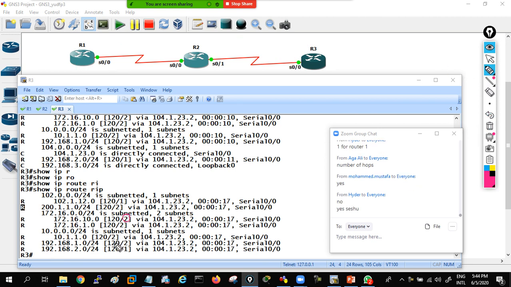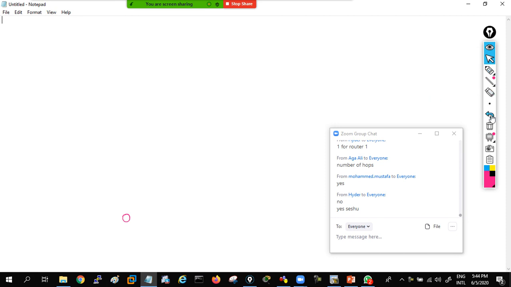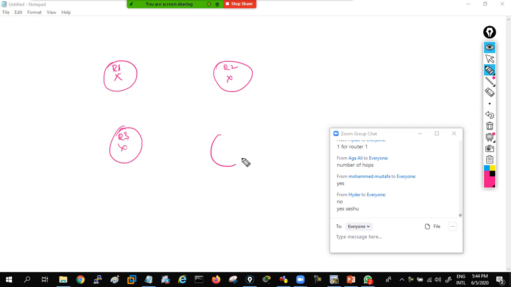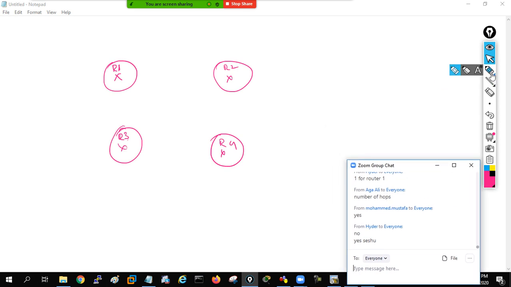Basically, RIP works with hop count, guys. Hop count. Okay. Let me ask you one more very interesting question. Everybody pay attention on this. Let's see how RIP is going to work. Don't get confused, guys, because I'm asking this so that it will be more clear for everybody.